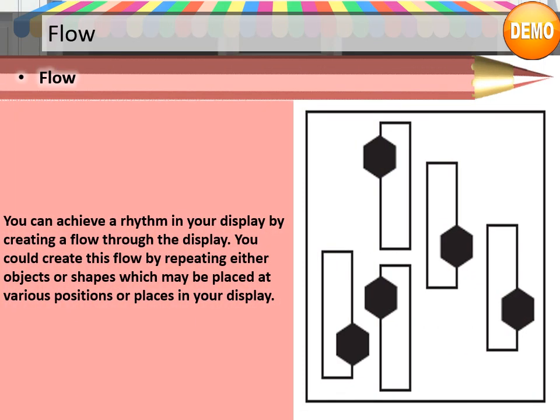Flow. You can achieve a rhythm in your display by creating a flow through the display. You could create this flow by repeating either objects or shapes, which may be placed at various positions or places.